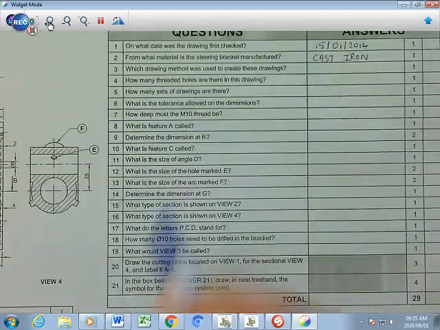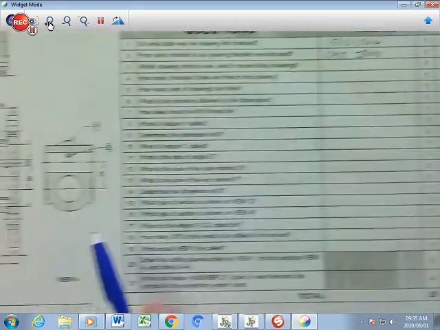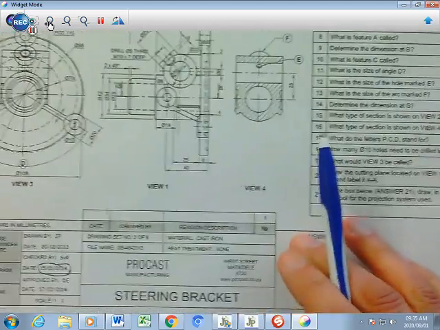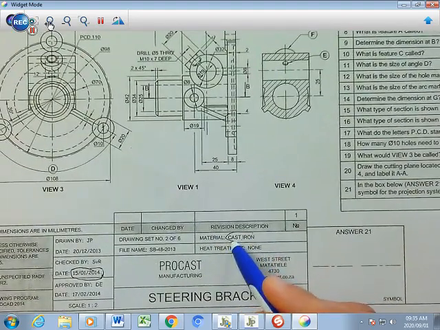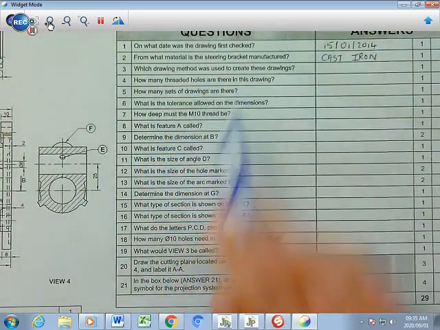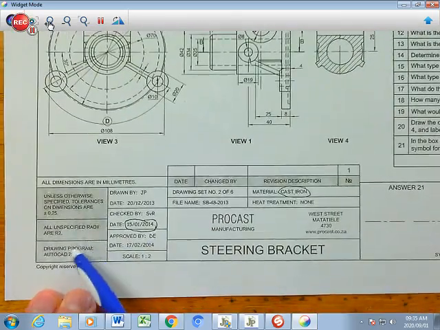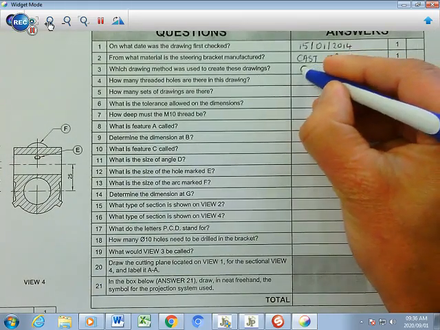Question number 2. What type of material is the steering bracket manufactured? You go back to your title bar at the bottom here, and you're going to find there that the material is cast iron right there, and you're going to write it in for me there. Which drawing method was used to create these drawings? So now you're going to go right in the corner here. It's a drawing program, and it's a CAD drawing. So you're going to write the computer aided design drawing, CAD.